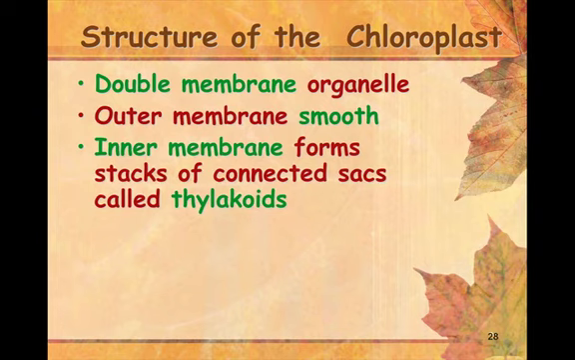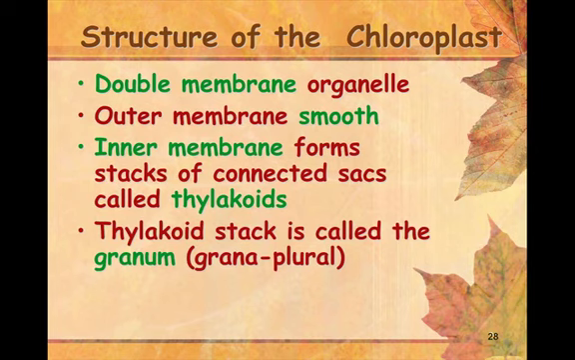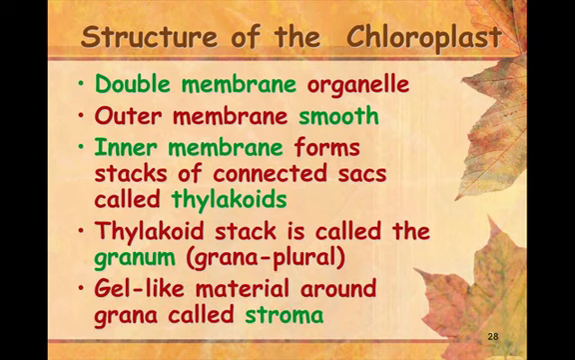Now, with all those stacks, that gives you a lot of surface area in order for chemical reactions to take place inside of that chloroplast. A thylakoid stack is called a granum, or grana for plural. And in between all of those stacks, we have a gel-like material called the stroma.